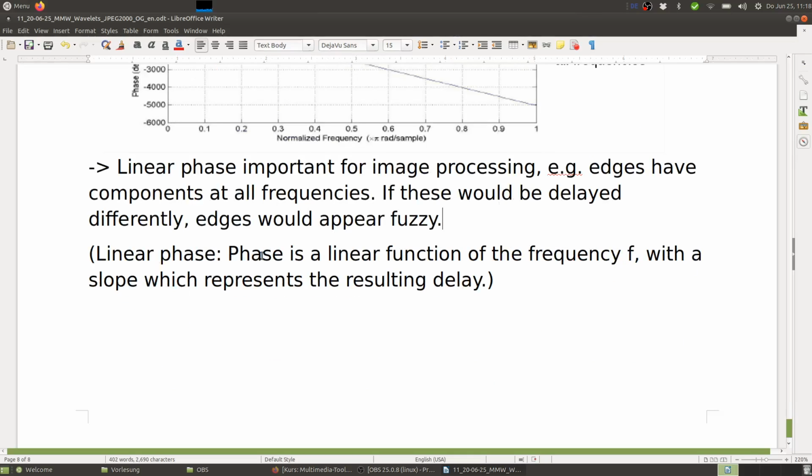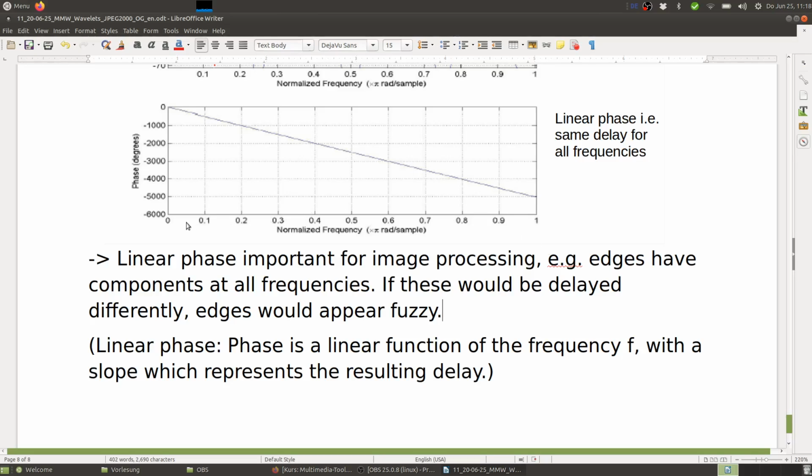So we don't want that. Yeah, so linear phase means we have a phase as a linear function of frequency f, as we can see here. Here we have the frequency f going from 0 to 1, and here we have the phase, and we can see it's a linear function. And the slope represents the resulting delay at all those frequencies.